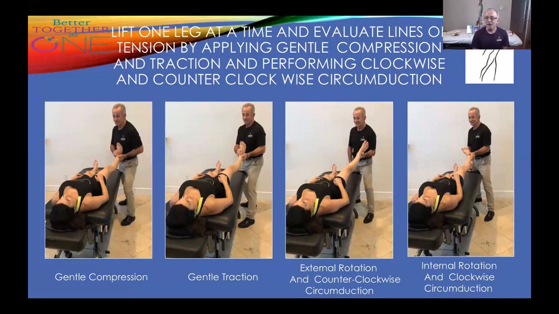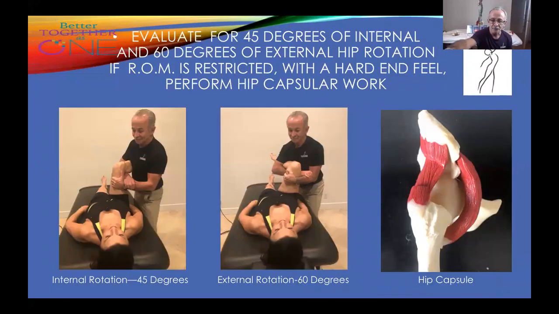If you evaluate external rotation and clockwise circumduction, there may not be any restrictions. But if you evaluate the point of the hip on internal rotation and clockwise circumduction, a lot of the times, as we saw in the last presentation, that medial rotation of the hip can be lost, and it can be a hard end feel. It can be a capsular pattern.